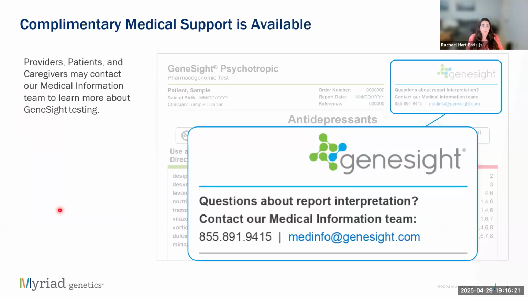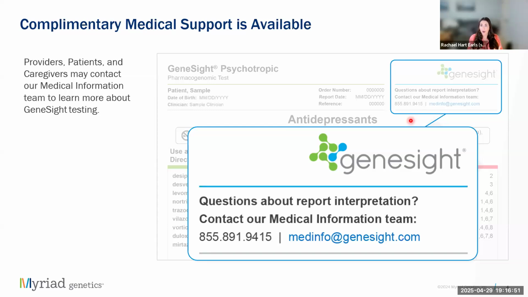One thing that I would like to point out is that at the top right of every GeneSight report, there's a phone number and email address that sometimes doesn't get enough attention. This will connect clinicians and patients to our on-call medical affairs team. So these are MDs, PharmDs, and PhDs to answer any questions you may have about genes on or off the report. So if you have a question about a gene, you're like, I wonder why that's on there, I just want to understand or learn more, this is the team to call.